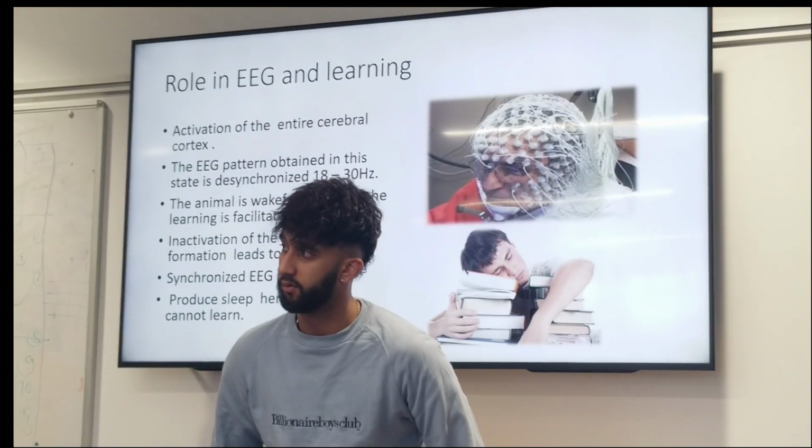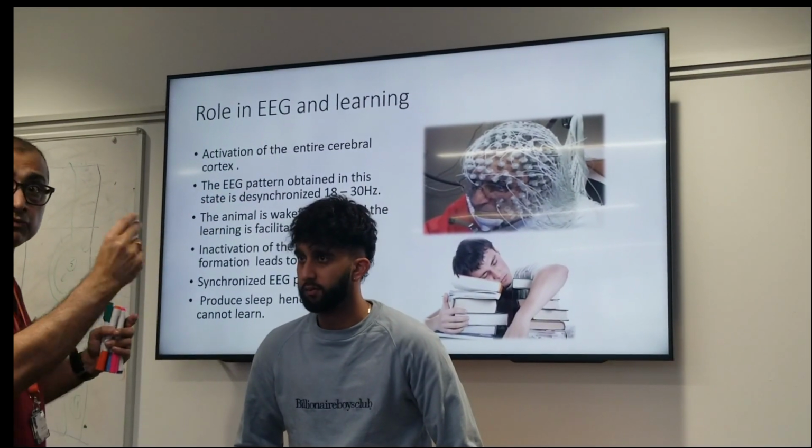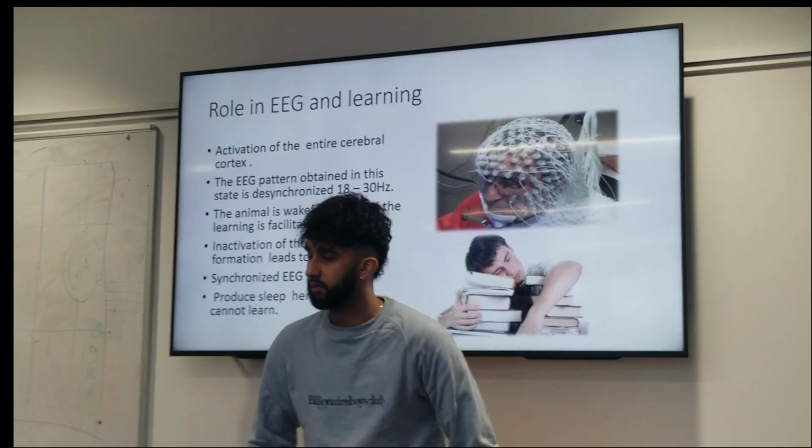So if there is a saccadic movement, okay, look at my finger where it is snapping. So this is a fast movement. Where is the pathway?